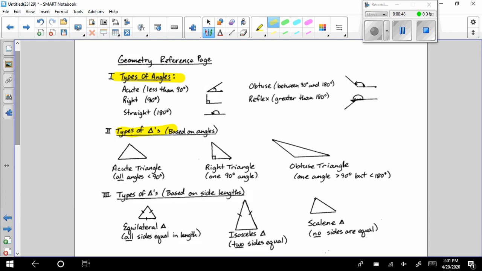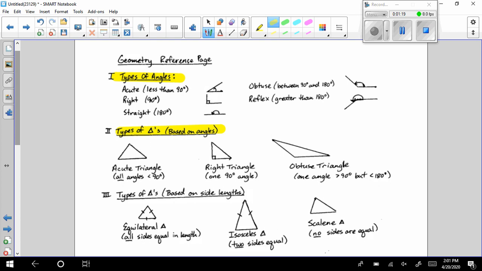You might also recall that there are different types of triangles based on what kinds of angles are within the triangle. An acute triangle has all angles being less than 90 degrees. A right triangle has one 90-degree angle and two acute angles in it. And an obtuse triangle has one angle that's greater than 90 but less than 180 degrees, and it also has two acute angles in it.